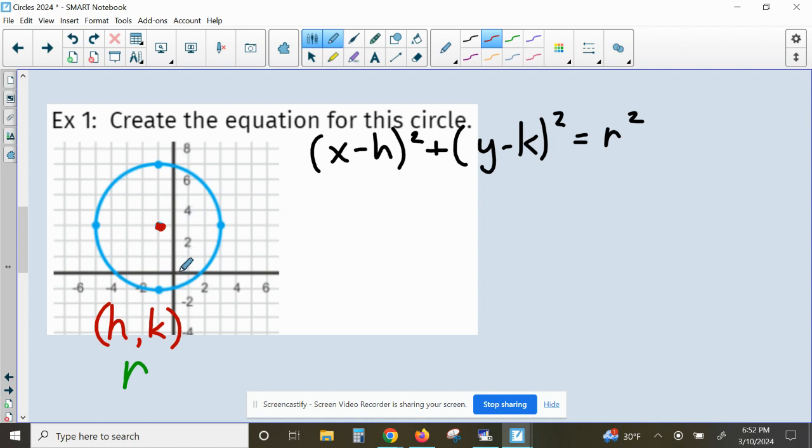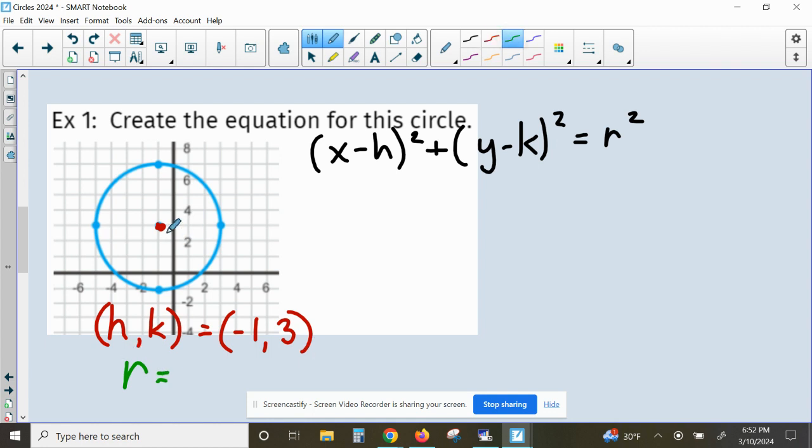So we just need the coordinates of this center point. So this graph is counted by ones, numbering every other space for us. So this is -1, 1, 2, 3. So (h, k) is (-1, 3).